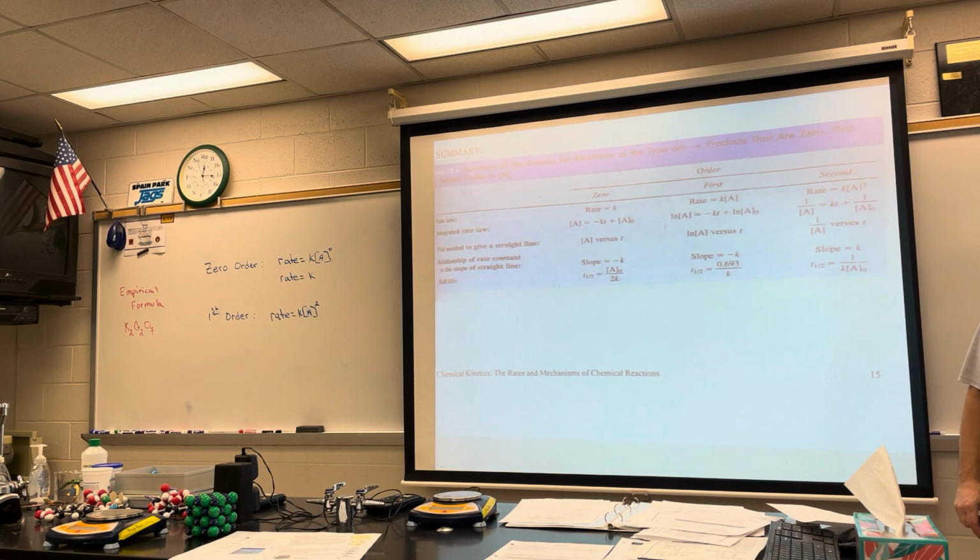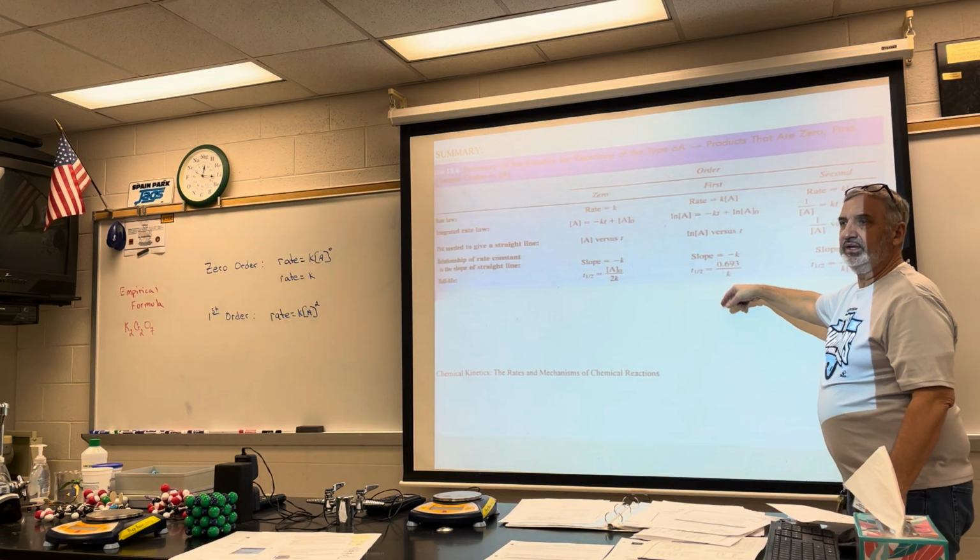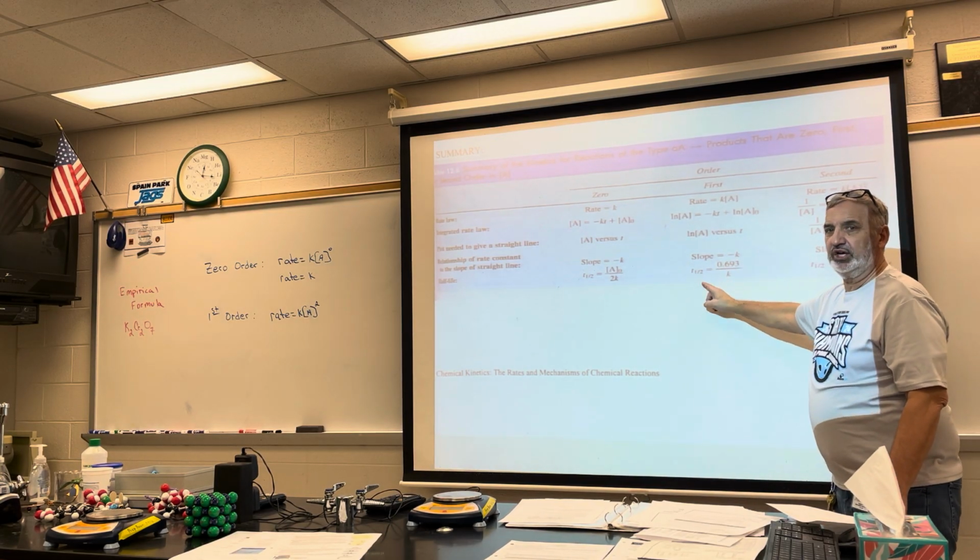So what does half-life mean though? For half of the reactant to go to products. So if you start with 1 molar, after 1 half-life, it's going to be 0.5 molar. After a second half-life, how much are you going to have? 0.25. And you can calculate that, and this is really a mathematical thing. We'll start with that on Monday.